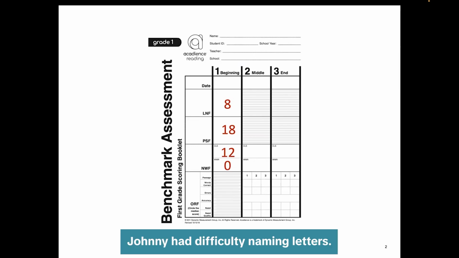Johnny had difficulty naming letters. He named just 8 of them within the minute. So that's something that we're going to be working on.